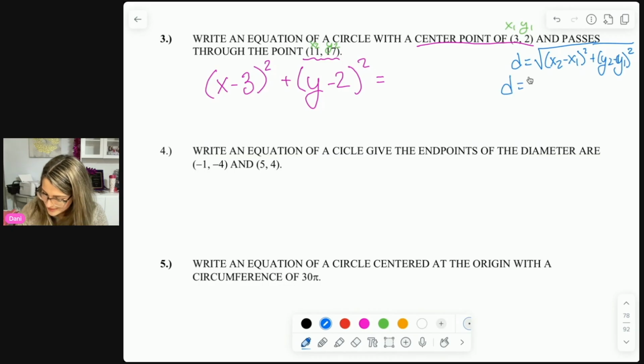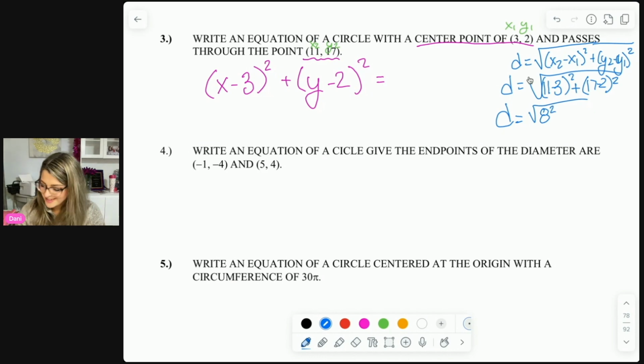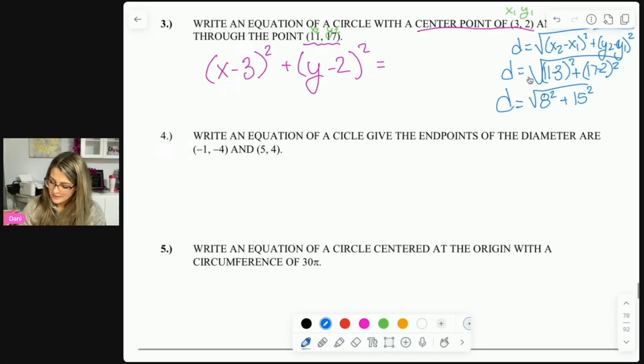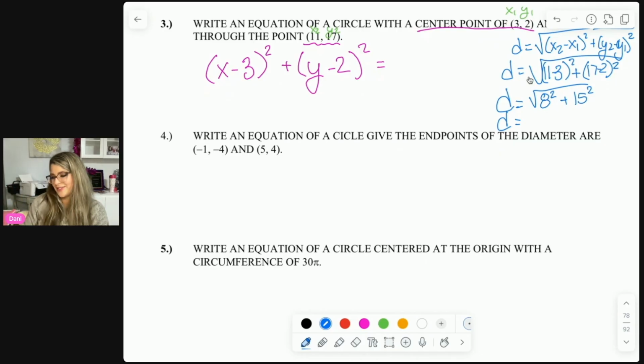So distance equals 11 minus 3, the quantity squared, plus 17 minus 2 the quantity squared. Now I like to simplify under my radical. So 11 minus 3 is 8 squared, plus 17 minus 2, we're going to get 15 squared. I'm running out of space. So fun. But we can type in 8 squared plus 15 squared right in our calculator. We can do that all at once. So we get square root of 289. So therefore, we get 17.